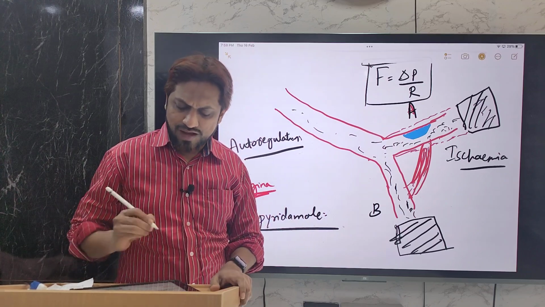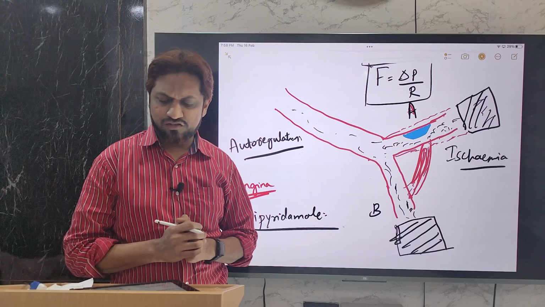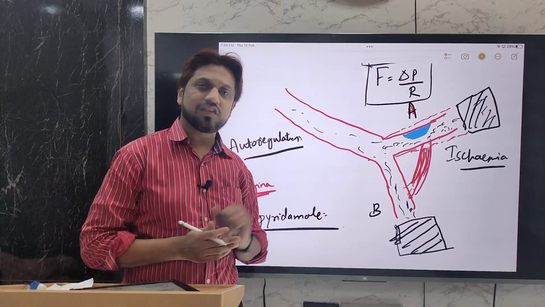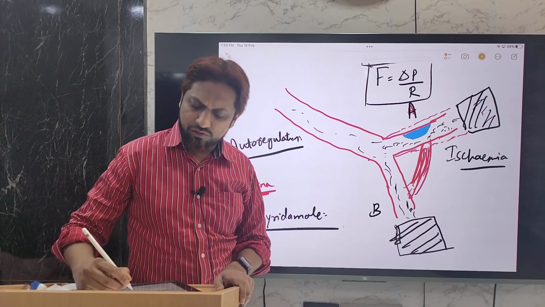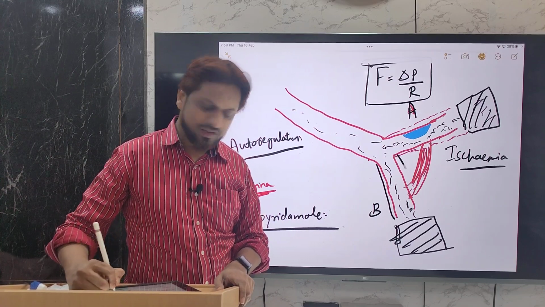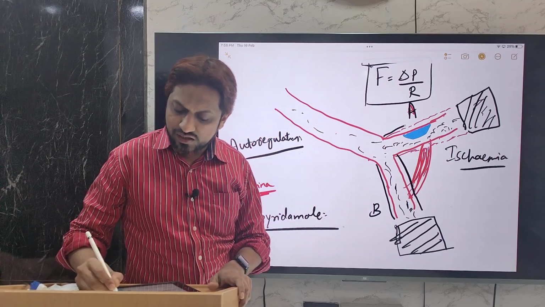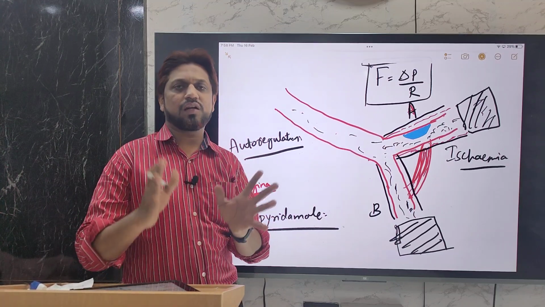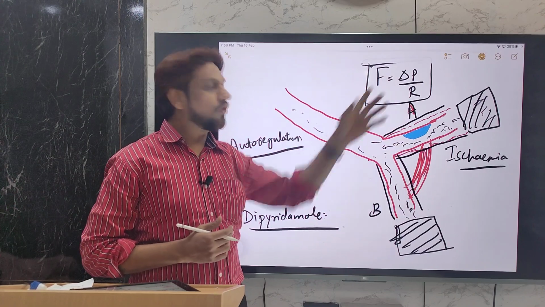Okay, so now imagine if this infusion of dipyridamole is given to a patient in whom there is already an ischemic area and a normal area also. So what will happen? It will dilate both these blood vessels, that is blood vessel B as well as blood vessel A. That is, it will increase the diameter. If you increase the diameter, the resistance is decreased, so the flow will increase, right?